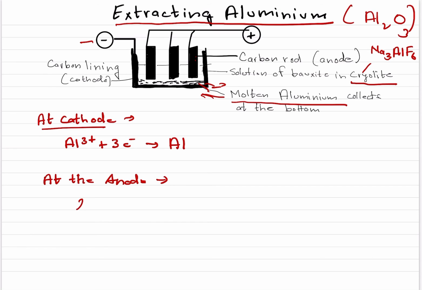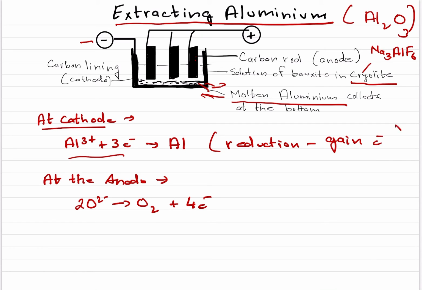Here it will be 2O2- gives O2 plus 4 electrons. That is oxidation taking place. Here what is taking place is reduction. Why is reduction taking place? Because we can see there is gain of electrons. And over here what is taking place? Oxidation. What is it? Loss of electrons. So remember that.